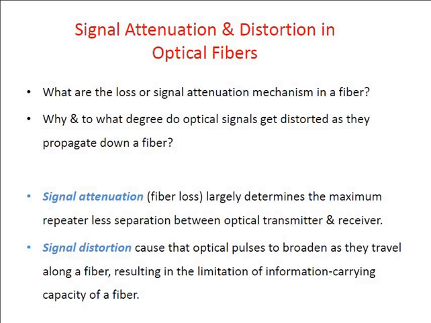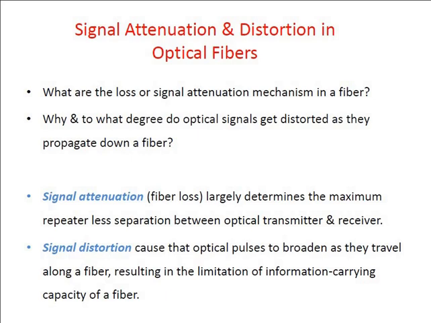These two parameters are very important to determine the transmission characteristics of the fiber with operating wavelength. Okay, so first of all, what are the losses or signal attenuation? We are going to discuss these topics. That is, what are the losses or signal attenuation? What is signal attenuation? It is the fiber loss.